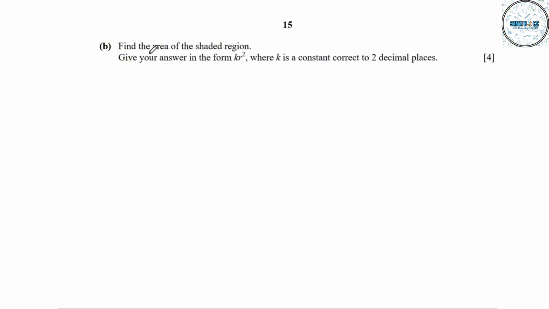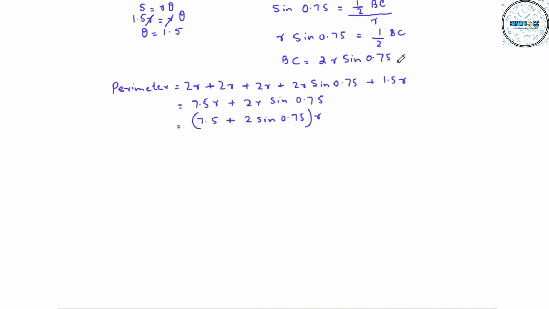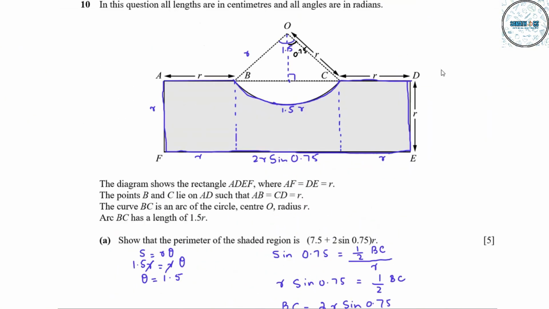Part B, find the area of the shaded region. Give your answer in the form k r squared, where k is a constant, correct to 2 decimal places. Area of shaded region is area of rectangle minus area of this segment. For area of the segment, we have to find out area of sector, from which we have to subtract area of this triangle.